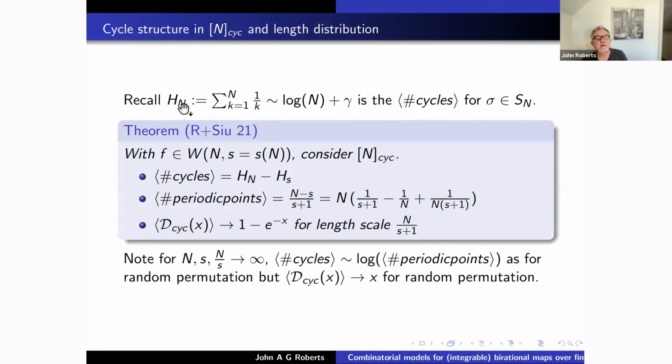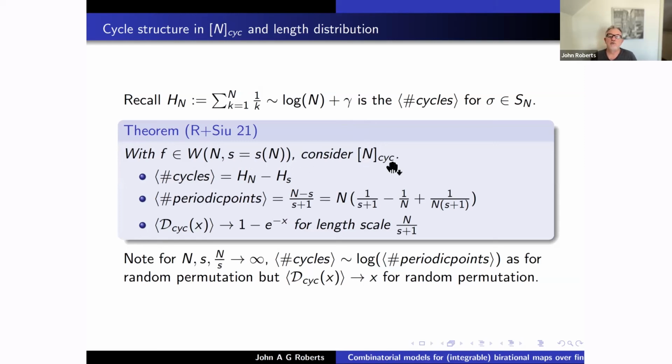Recall that H sub n, the harmonic number, is the sum of the reciprocals of the first n integers. And asymptotically for large n, this goes as log n plus this constant, Euler's constant. And this is actually the expected number of cycles for a random permutation. So if you took a random permutation of p-squared points, like you might get from the reduction of the Henon dissipative map, you expect basically log of p squared or 2 log p periodic orbits. Whereas if it's reversible, you actually expect around p periodic orbits. So this shows that reversibility gives you many more cycles and hence shorter average length.